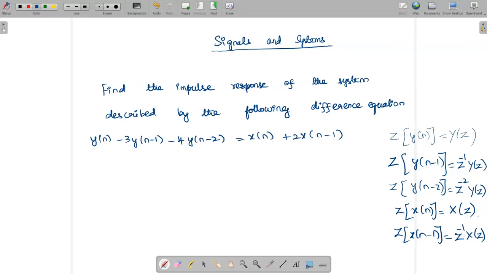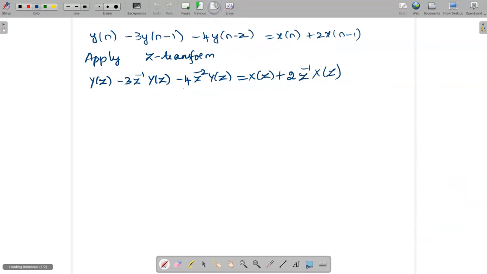So, let us apply the Z transform for the given expression. For y of n, we will be getting Y of z, minus 3 z power minus 1 Y of z for y of n minus 1, minus 4 z power minus 2 Y of z for y of n minus 2, which is equal to, for x of n, X of z, plus 2 z power minus 1 X of z for x of n minus 1. Once we have done that, we have to simplify this term and find out the impulse response.